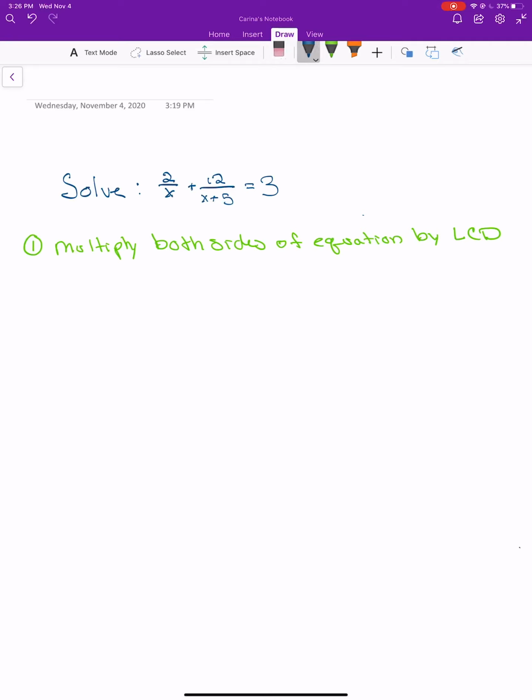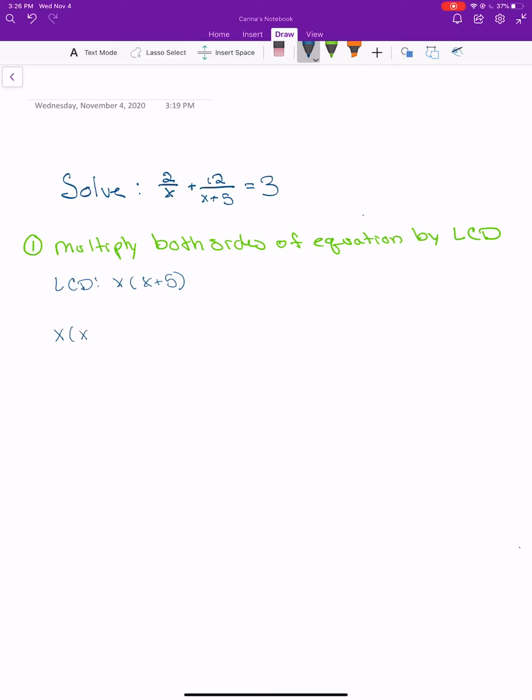In this case, the least common denominator is going to just be x times x plus 5, right? We need to find what's in common between these two things. There's no common factors, so we have to just multiply them together, and that's our least common denominator. Okay. So let's go ahead and do that multiplication.